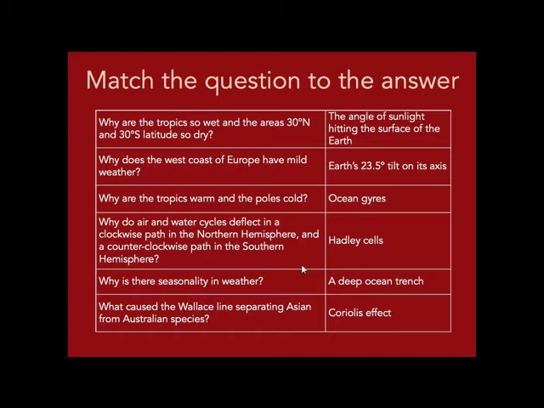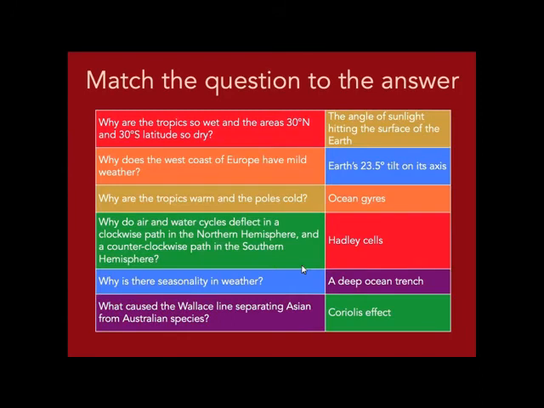It's because of the tilt of the Earth. Yeah, the tilt of the Earth. What caused the Wallace Line separating Asian from Australian species? That was that ocean trench. Yep. Okay.